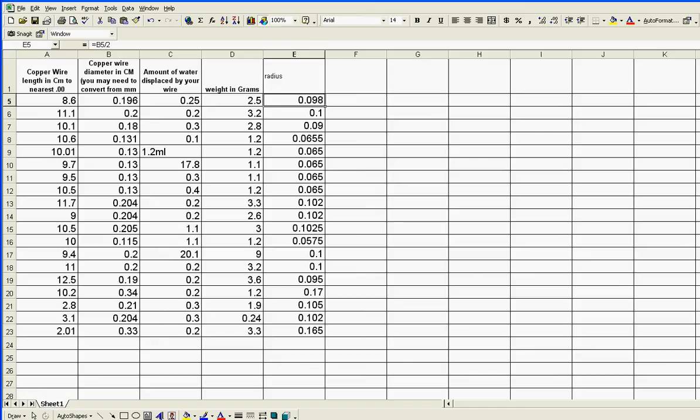Oh, no, they're all pretty close. They're actually all not too bad. All right, so we got all these different radii. Now, what I want to do now is the area.